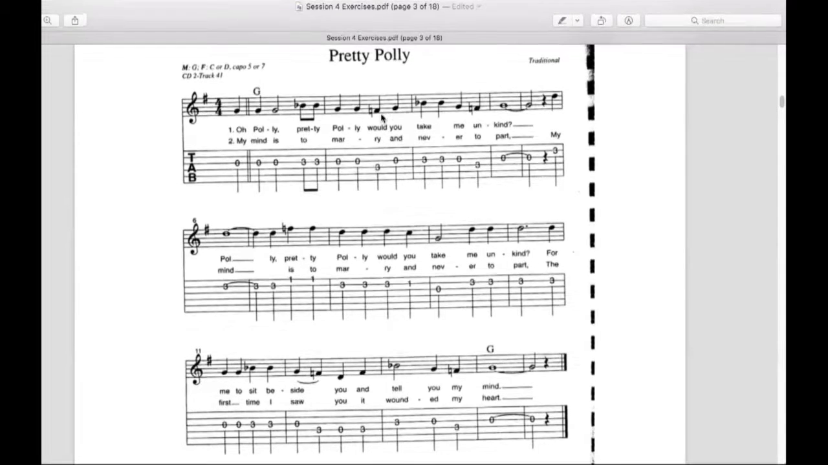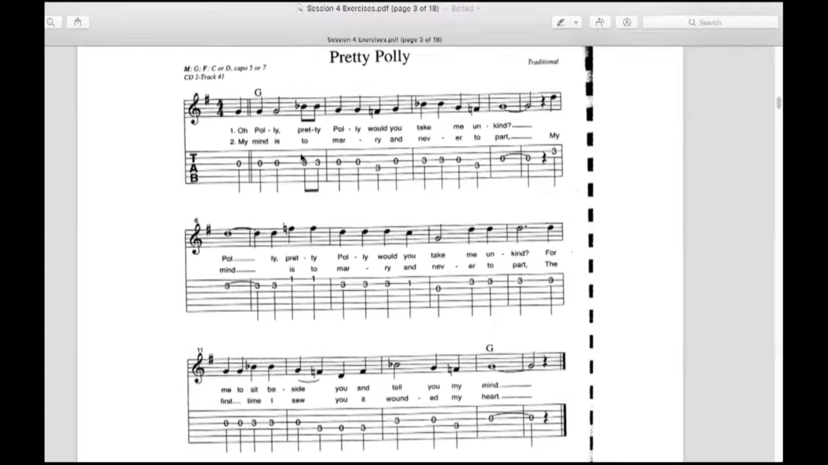And that gives us the blues feel of this thing. So, all right, here we go. I'm going to play this. 1, 2, 3.